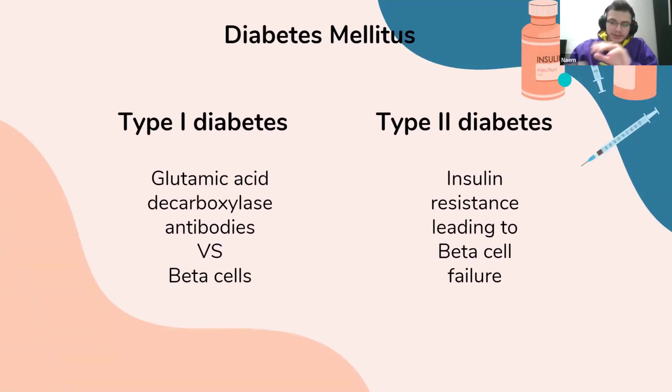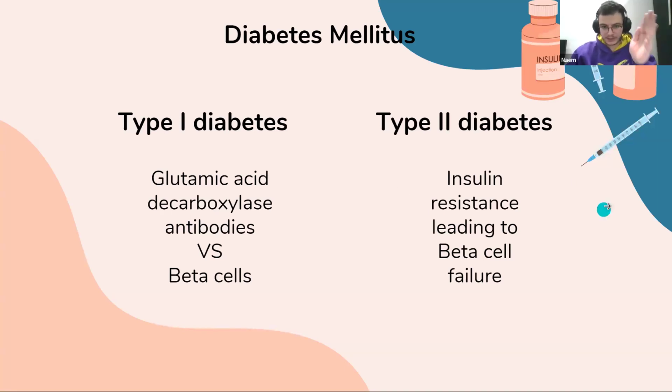Okay. Now let's actually compare between type 1 and type 2 diabetes. First of all, as we said regarding the pathogenesis, in type 1 diabetes, it happens because there are antibodies versus beta cells. Now, what type of antibodies? These antibodies are called glutamic acid decarboxylase antibodies. This is very, very, very high yield. You need to know this. Glutamic acid decarboxylase antibody. It could come in SAQ, it could come in MCQ.